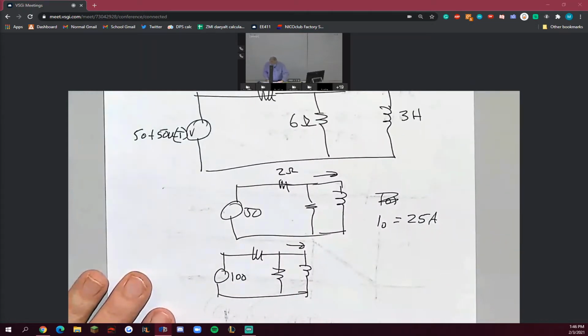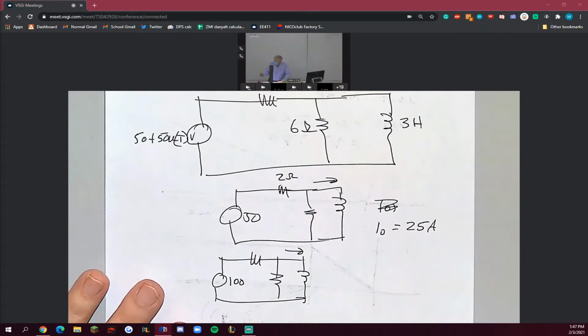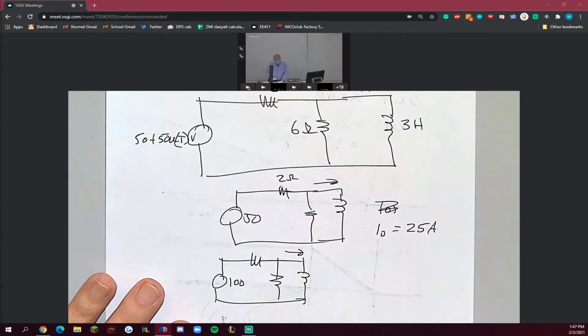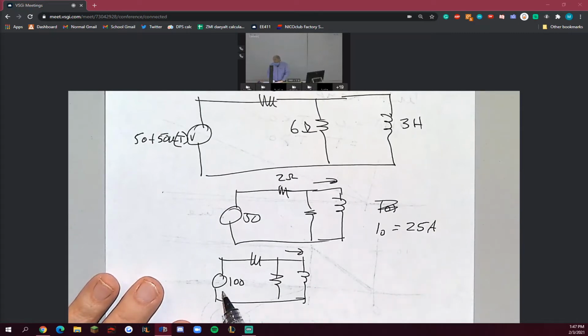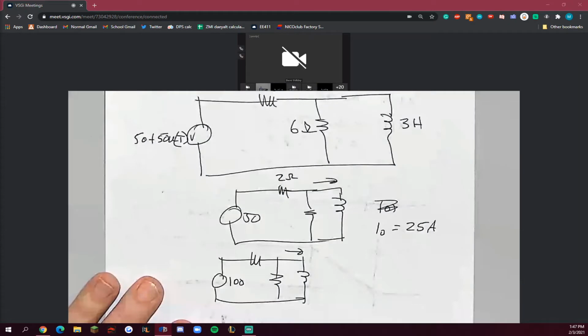And now when we look for I infinity, we say, okay, things have changed at 0, but now they've had a chance to stabilize. And now that they're stabilized, what's going on? Well, we've got 100 volts, 2 ohms, and the inductor, which again looks like a short circuit. So that's 50 amps, isn't it?